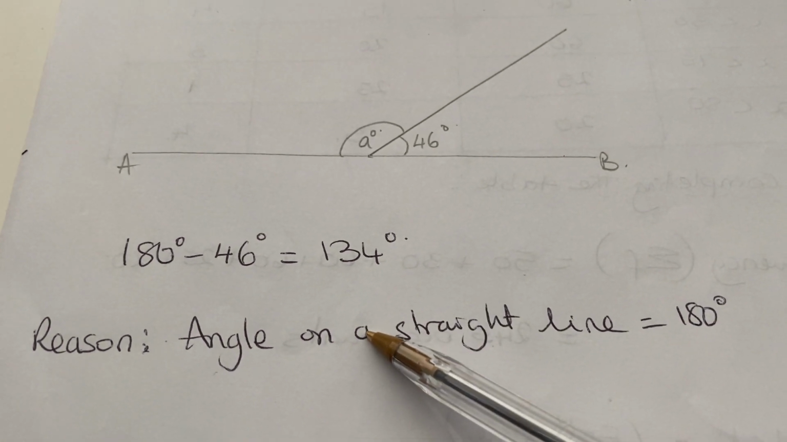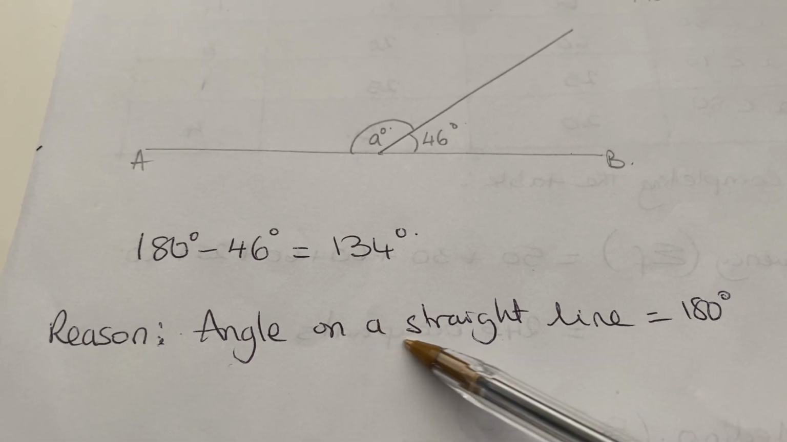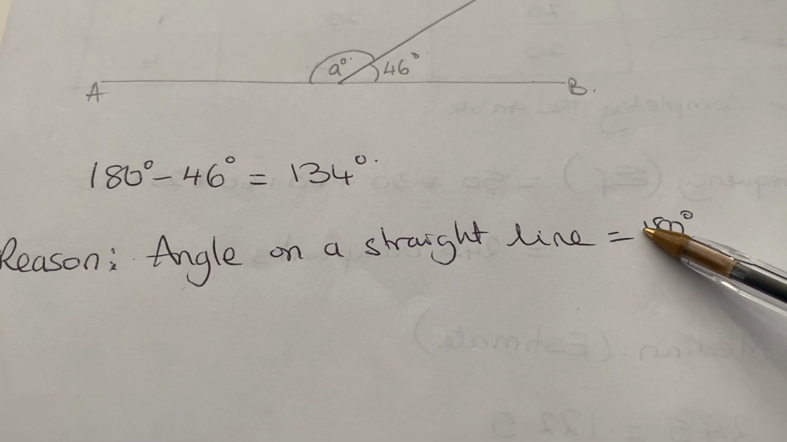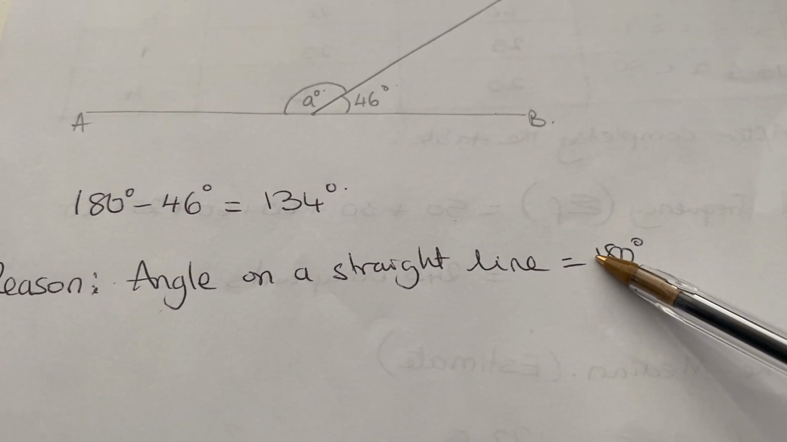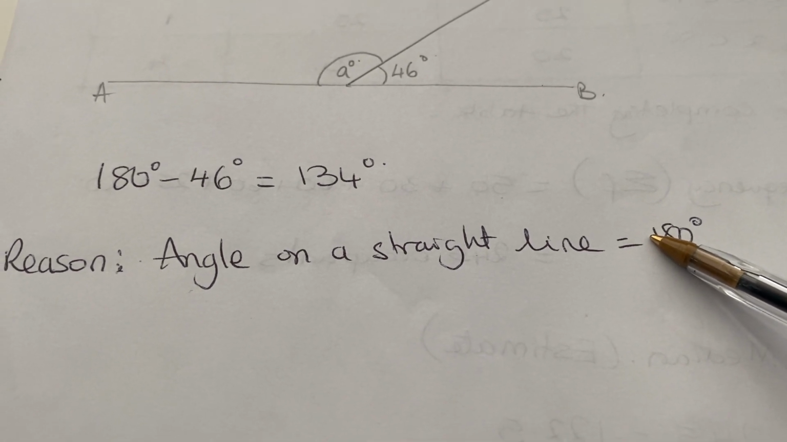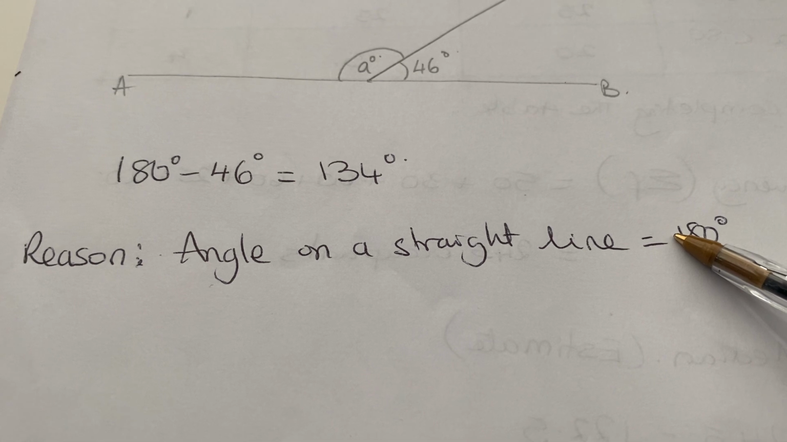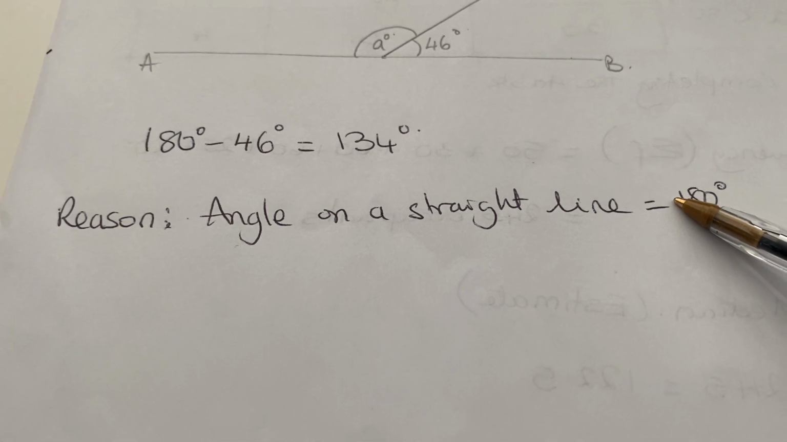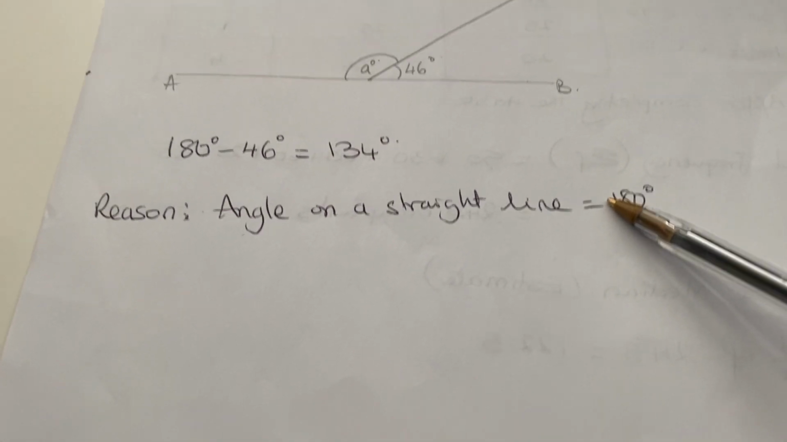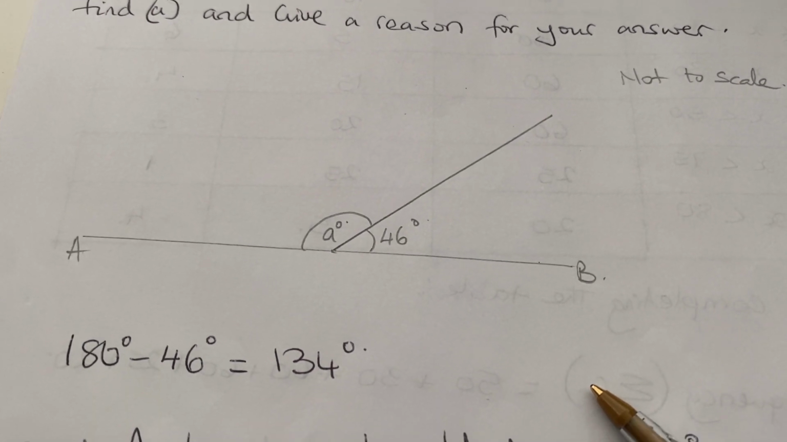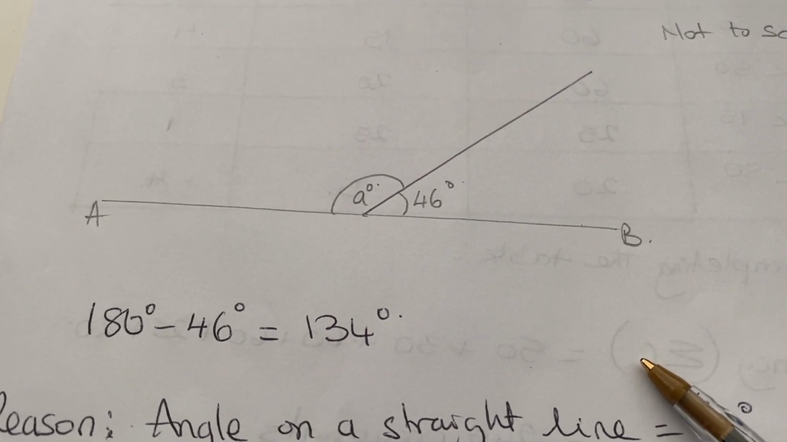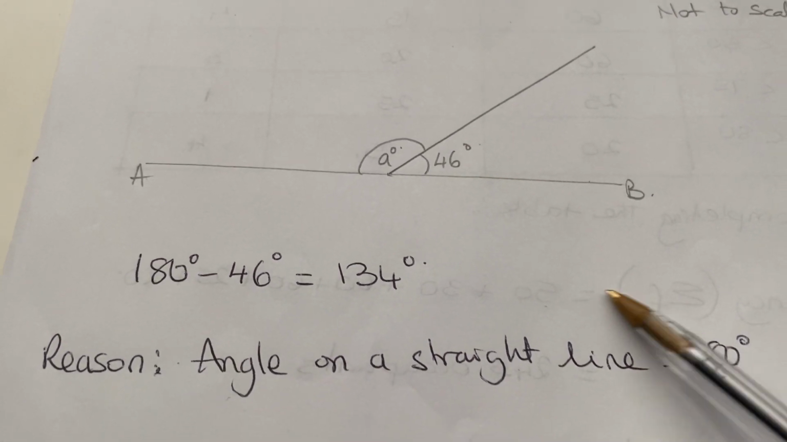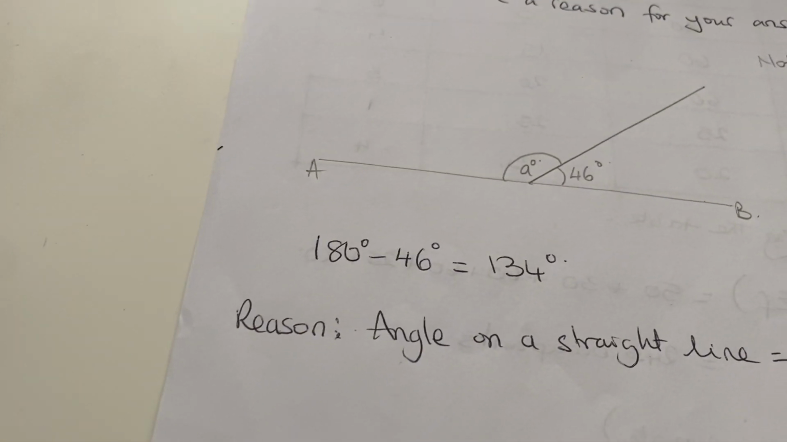They said you should give a reason. Angle on a straight line equals 180. We've done videos on this. This is a foundation paper, but it can come in a higher paper as well. It can be the first question you don't know. So here we go with our starter. That is the diagram on the straight line. The A, we found it and we've given the reason.